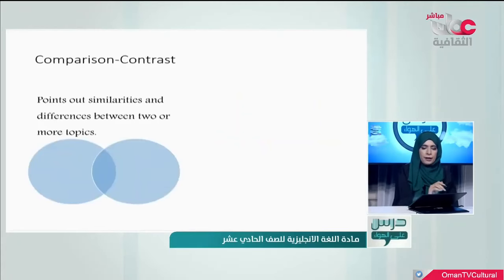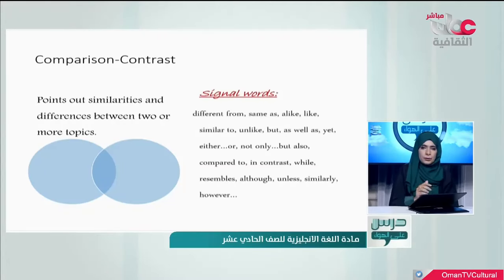If we have comparison and contrast, as we said before, it indicates some similarities and differences between two things or more. And for that, we need to have words which suit this language: different from, same as, alike, like, similar to, unlike, and so on. You will not find this in your book, so you may take a screenshot if you wish to keep the words with you.